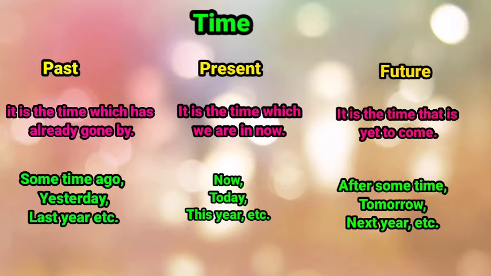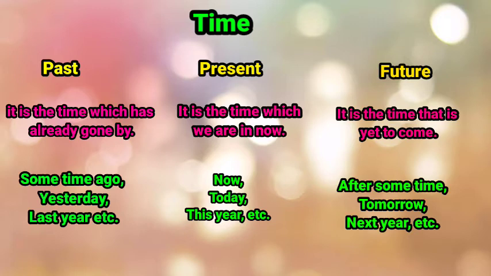Number 2, present tense or the present. It is the time which we are in now. So this time we include in the present. Number 3, future. Children, it is the time that is yet to come. This time we call the future. So here, for our convenience to understand the sequence, we divide time into these three parts: past, present and future.